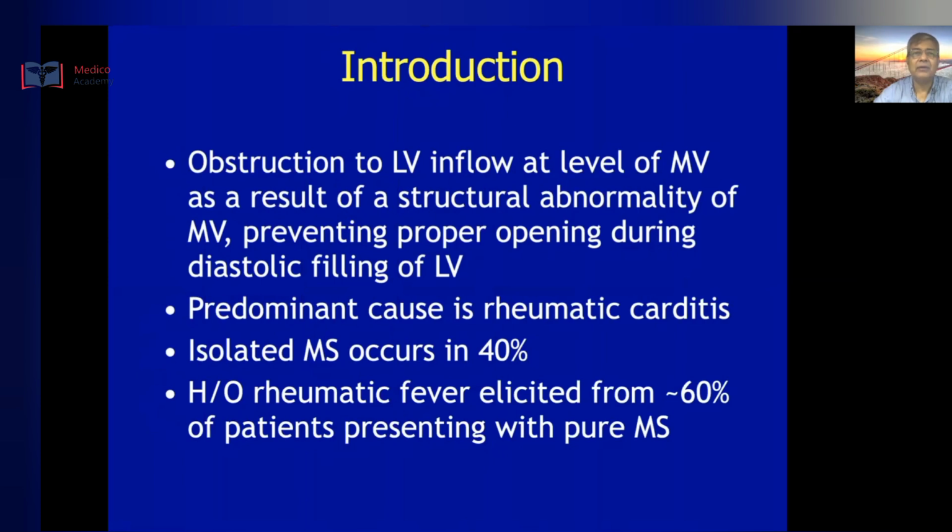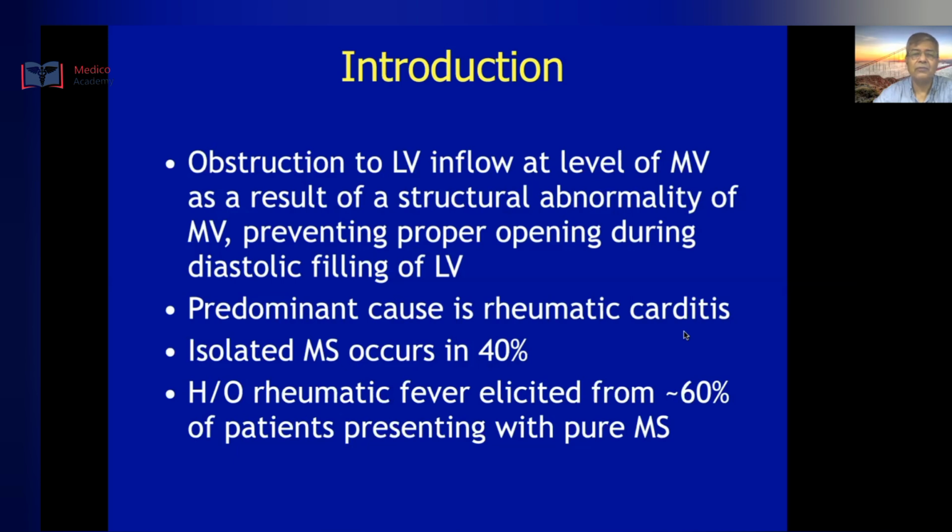Mitral stenosis can be defined as an obstruction to the left ventricular inflow at the level of the mitral valve as a result of structural abnormality of the mitral valve, which prevents proper opening of the mitral valve during diastole and hinders the filling of the left ventricle. The predominant cause of mitral stenosis in the developing countries is rheumatic carditis. In the developed countries, the cause is predominantly senile degeneration.